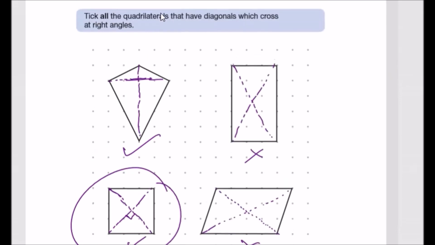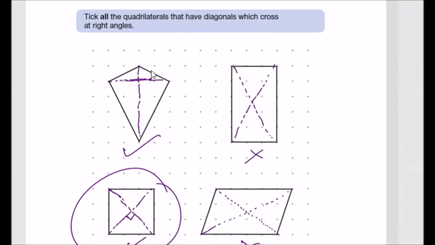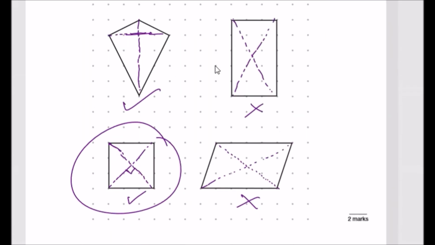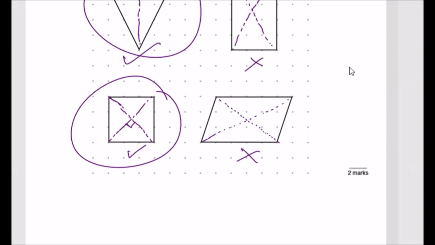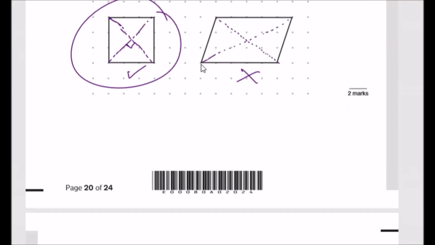So for any quadrilaterals that have diagonals which cross at right angles, it's only going to be a kite and a square. Parallelogram and rectangle don't have it, unfortunately. So it should be these two. Okay, let's go.